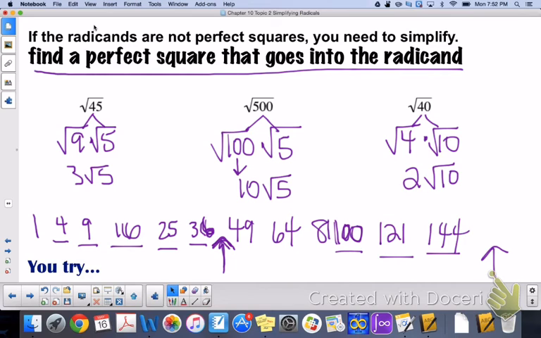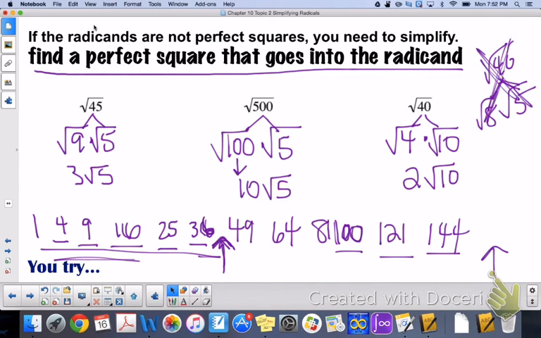The key is finding which perfect square goes into it, okay? Because, yes, 40, we could split. 40 is 8 times 5. But are either of those perfect squares, are either of those on our list? No. So that factorization wouldn't really work. We want to find a perfect square that goes into it. That's how we're going to simplify.